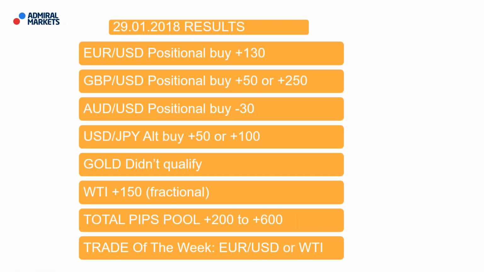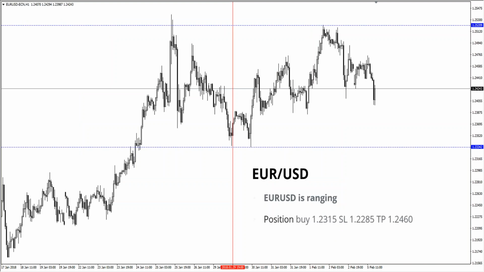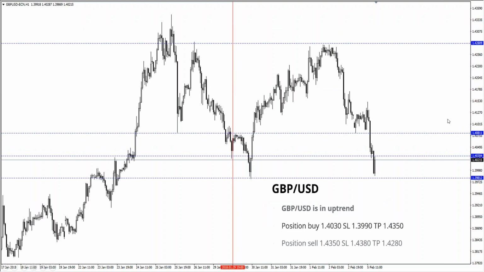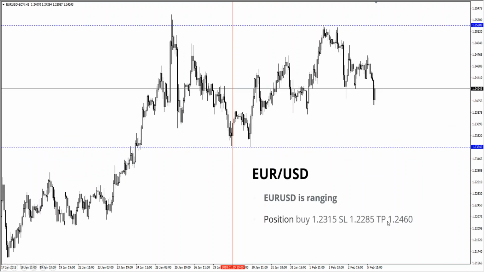So these are the results. And here, guys, euro dollar, you see what happened with euro dollar. The positional buy was 1.1.2315, the stop loss was 1.1.2285, and the TP was 1.1.2460. So the buy position was almost missed, by just 2 or 3 pips, because the zone is 2330 to 2285, and this was basically what happened. It was very close, but you see euro dollar rejected.